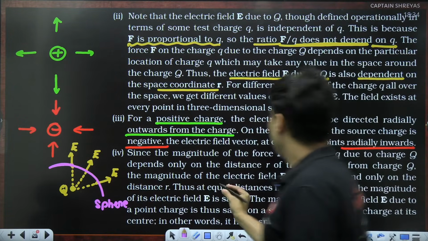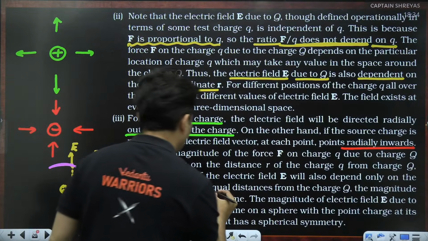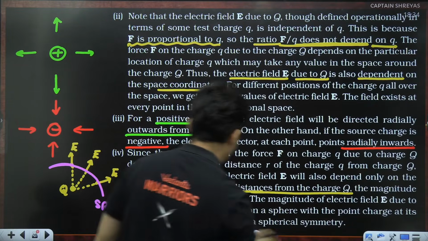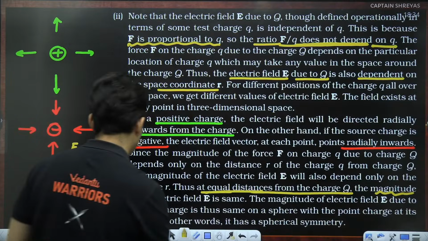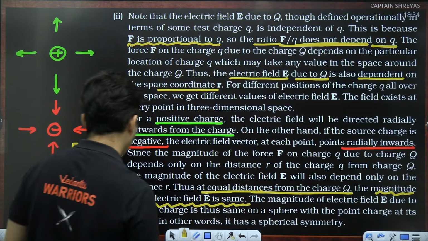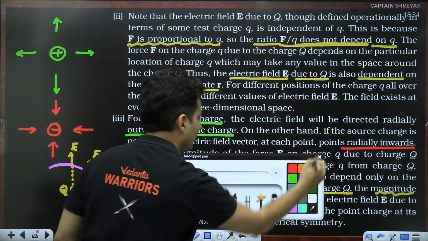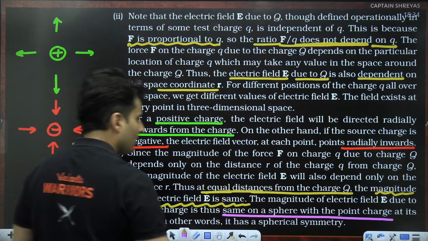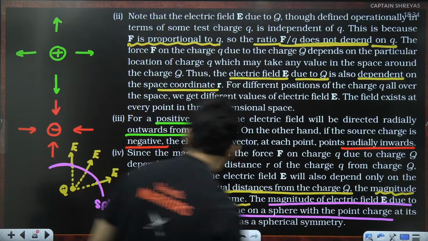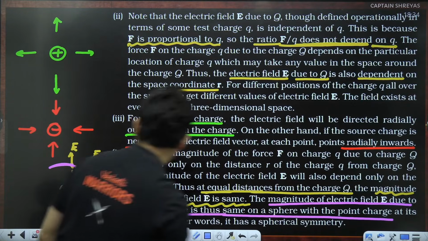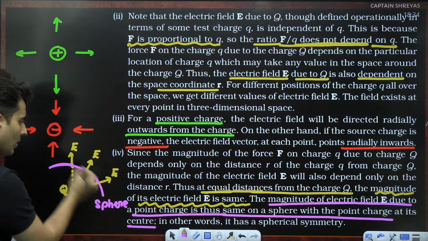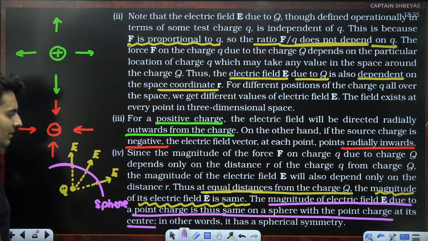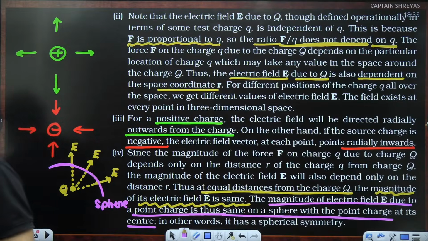Okay. So here I would say that at equal distances from the charge, the magnitude of its electric field is the same. So thus, on a sphere with a point charge at its center, the magnitude of the electric field is the same. That is what the fourth point is talking about. Makes sense.